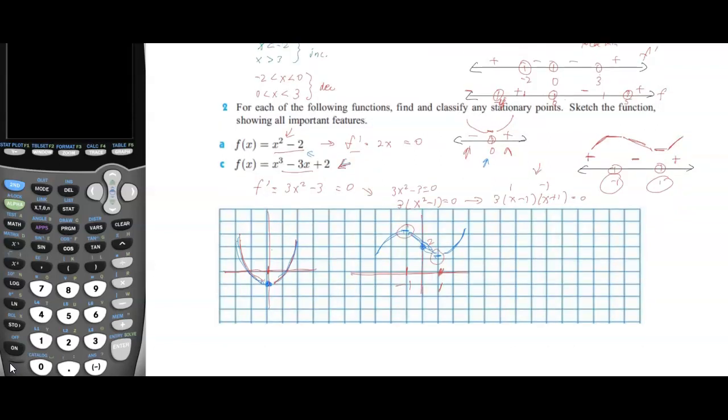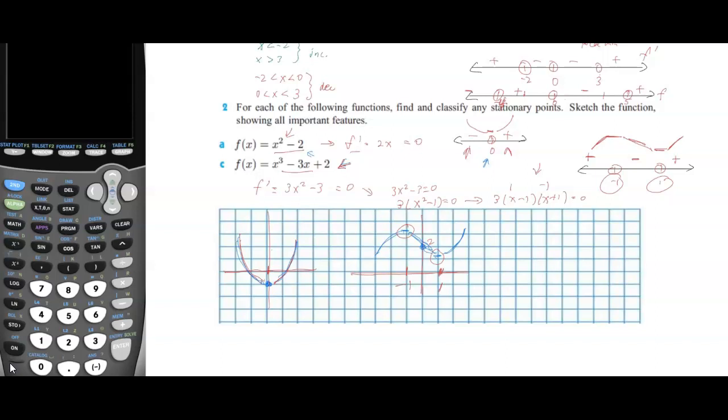Let's see what else they ask us to find. They do say find and classify any stationary points. We did find that one of the stationary points is x equals -1. The other stationary point is x equals +1. We can also find the y-coordinates of these stationary points, right? If we just plug in -1 and 1 into this function, we can find the y-coordinates.